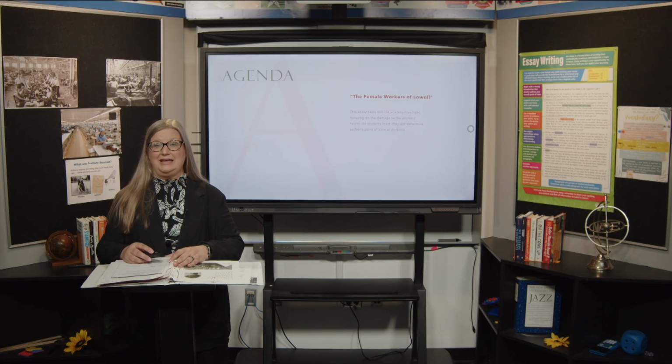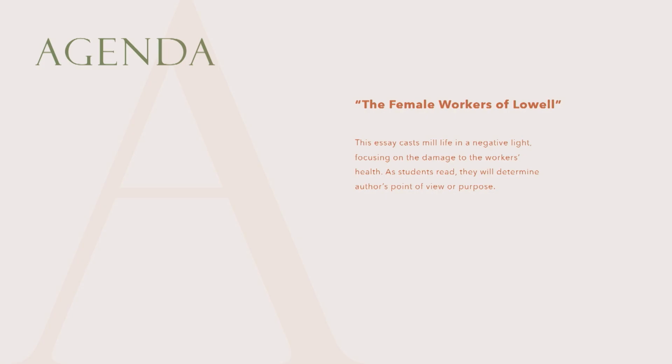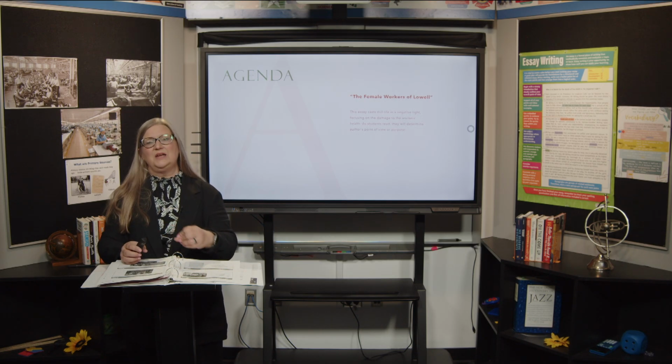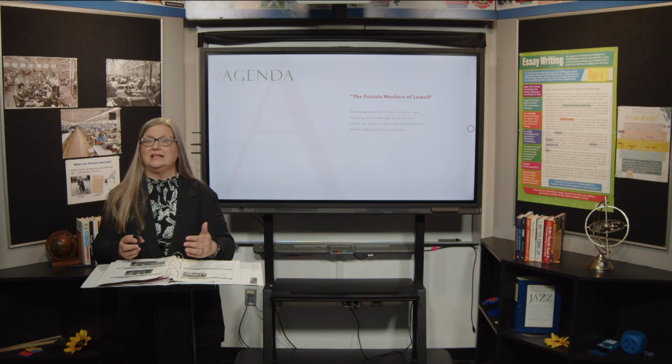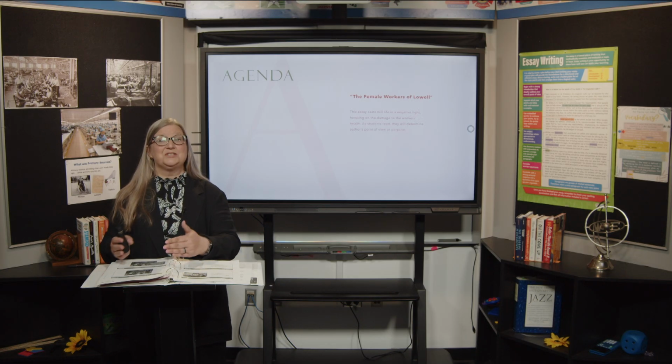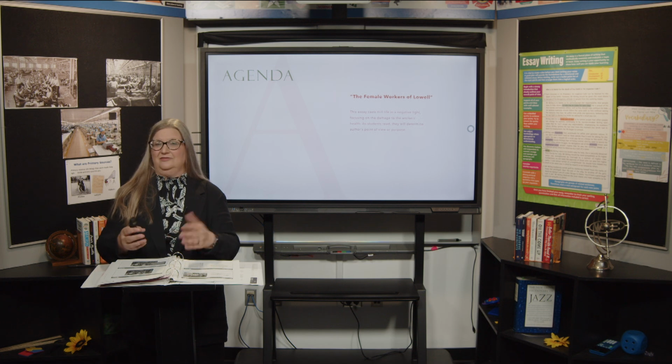Today, we are going to read The Female Workers of Lowell. This essay casts mill life in a negative light. It focuses on the damage to the workers' health. As you read, you will determine the author's point of view or purpose. It's a little bit different than some of the other texts that we've read, but also similar, because we have read texts where people wrote in anonymously to some of these magazines. So we have read a couple of articles there. Just think about that research question as we read the article and follow along.